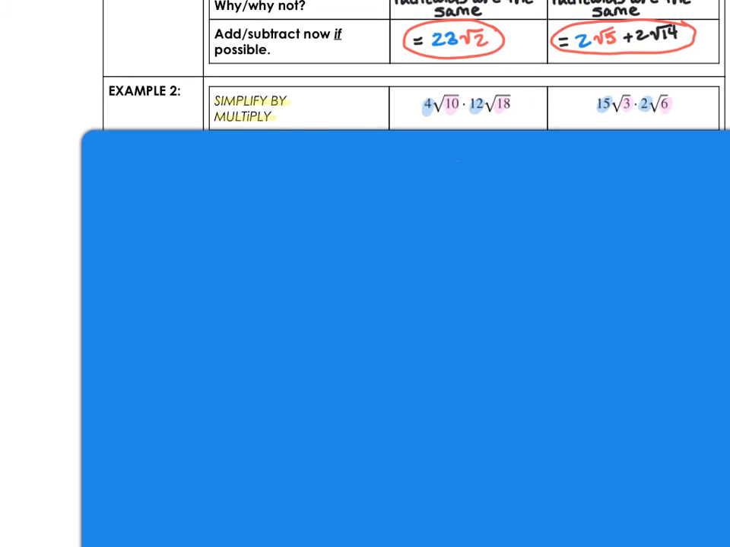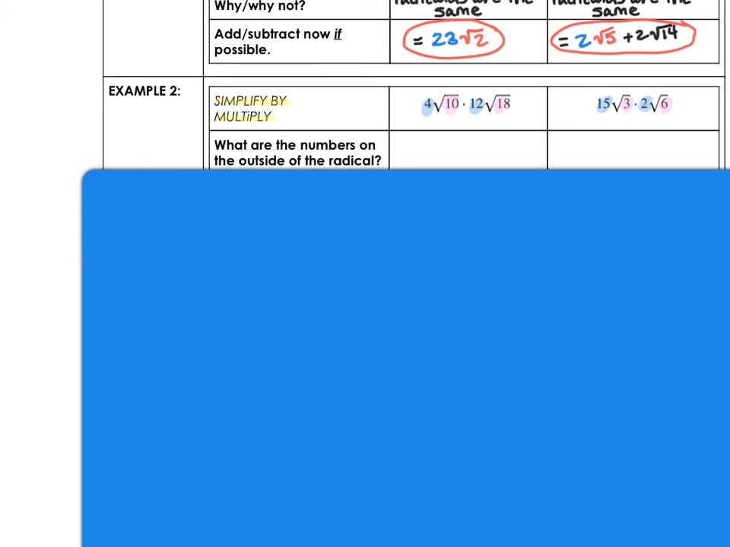So now let's look at an example of simplifying radical expressions by multiplying. So remember, it's different from adding and subtracting because we're really not concerned with whether or not the radicands are the same. We're just going to combine the numbers on the outside by multiplying and combine the numbers on the inside by multiplying. So whether or not it is the same, we're still able to combine them when we're multiplying them.